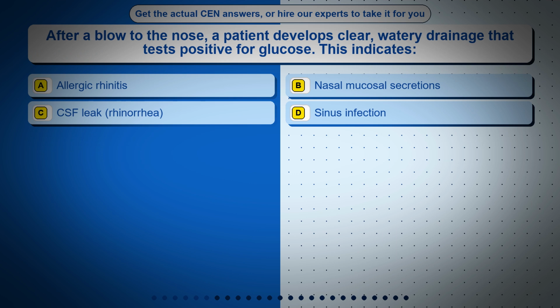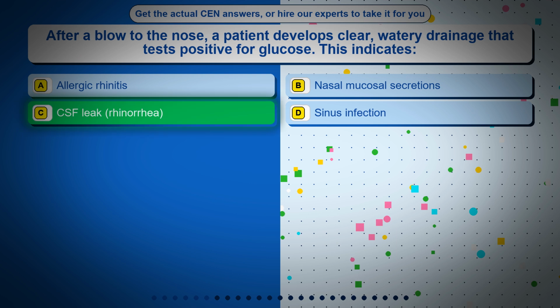Question 6. After a blow to the nose, a patient develops clear, watery drainage that tests positive for glucose. This indicates Option A. Allergic rhinitis. Option B. Nasal mucosal secretions. Option C. CSF leak, rhinorrhea. Option D. Sinus infection. The correct answer is option C.